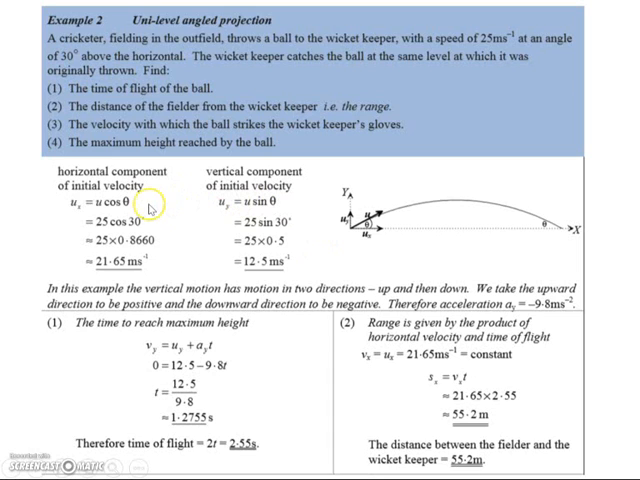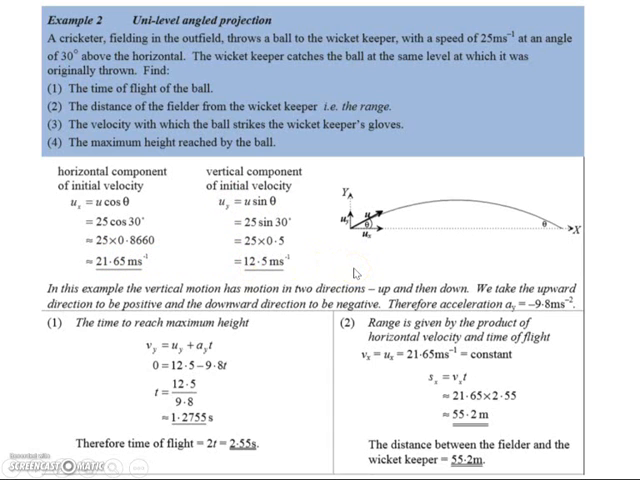So the first thing is to break our initial velocity, our u, into its components. First of all, u of x is our cos function, and u of y is our sine function, and we get these two components of our velocity here.